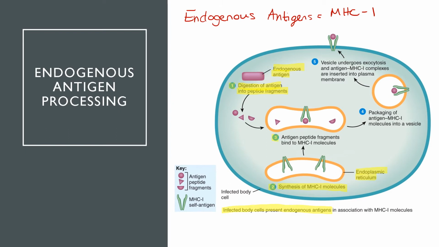Now our step 3 is the binding of peptide fragments to MHC1 molecules. So the antigen peptide fragments will actually enter into the endoplasmic reticulum and then bind to those MHC1 molecules. Step 4 is the packing of an antigen MHC1 molecule. So from the ER, the antigen MHC1 molecules are packaged into vesicles.